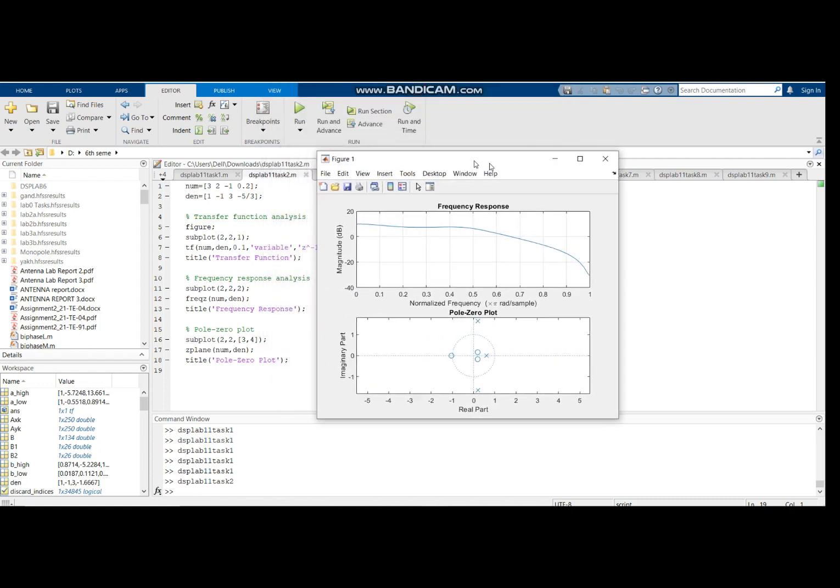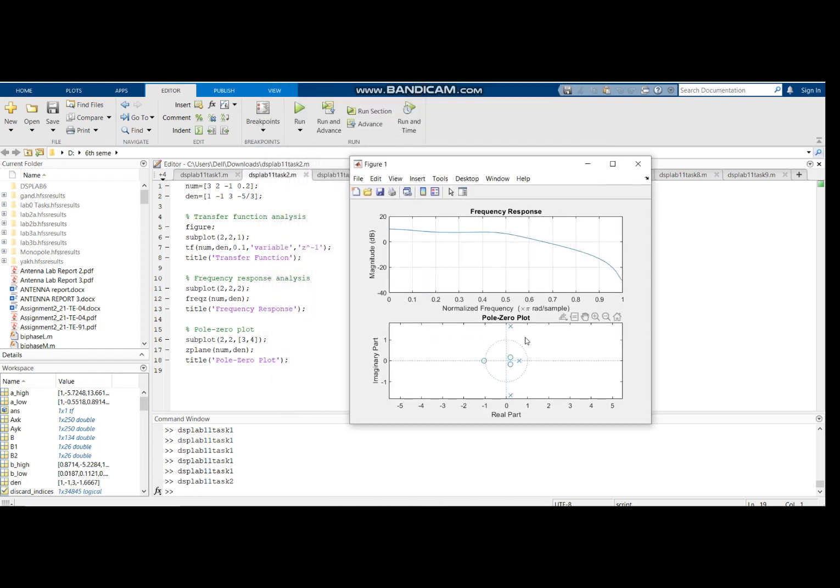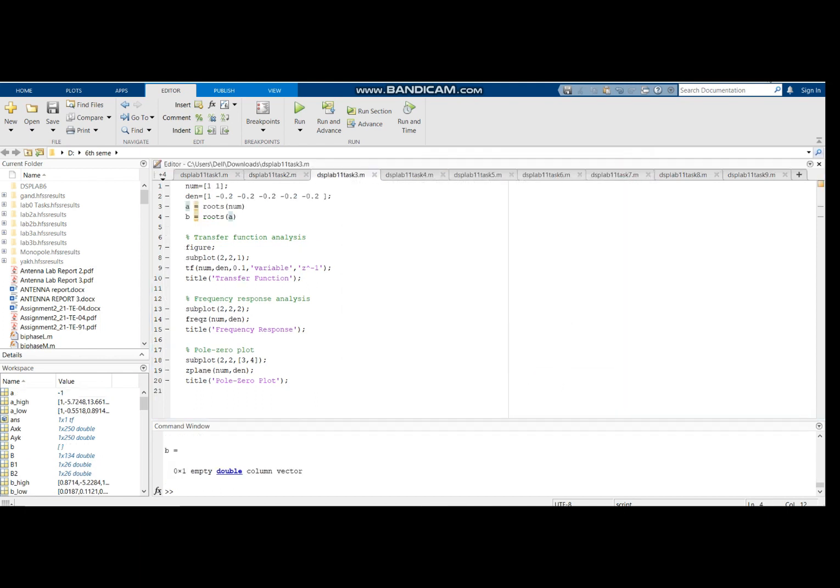Here we can see that the poles are outside the unit circle, which leads to the instability of the system. The system becomes unstable because the poles are outside the unit circle. The zeros do not contribute to the stability of the system. Now moving towards task 3.